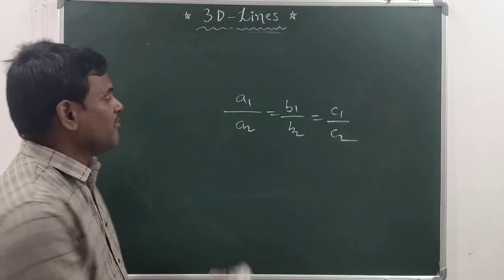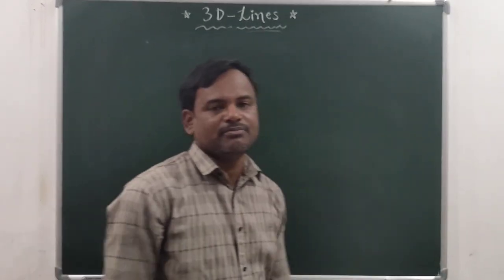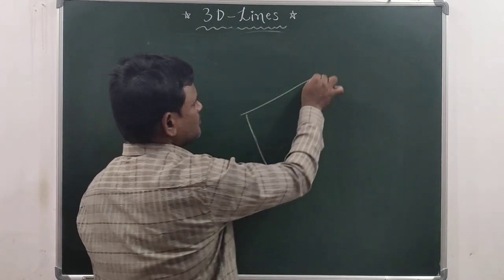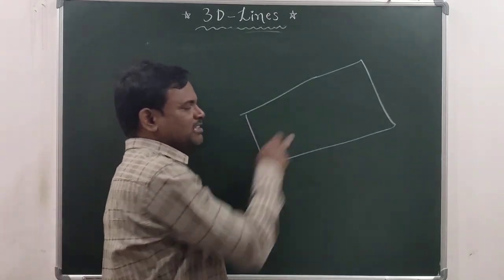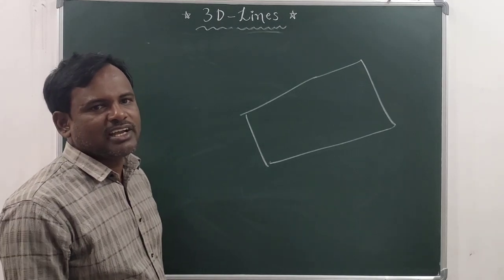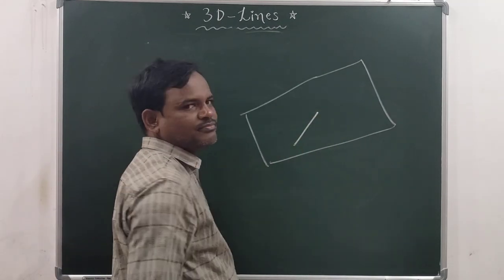Next, one plane and one line is given. How do you find the angle between them? This is the plane. Now one line is moving like this, penetrating through the plane. What is the angle between the line and the plane? Okay, this is the line.